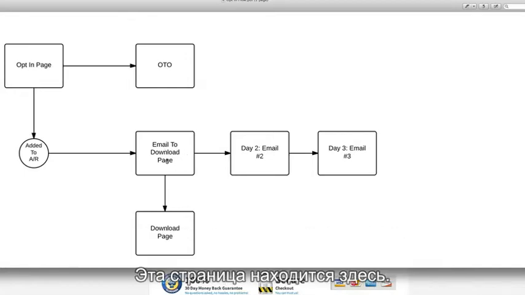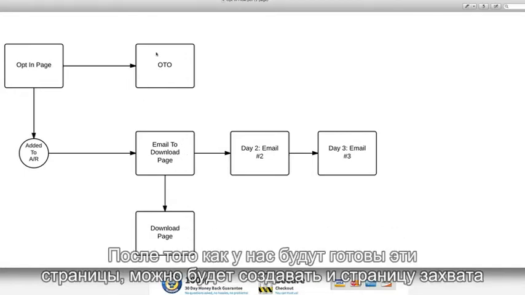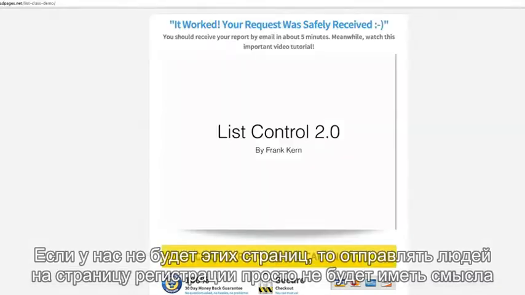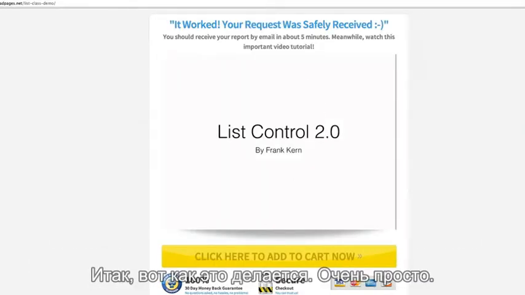This page right here. Once we have these built, then we can build our opt-in page. If we don't have them built before we build the opt-in page, we're not going to know where to point people, and we're going to have a weird opt-in page. So here's how to do it. Super simple. Very, very easy.